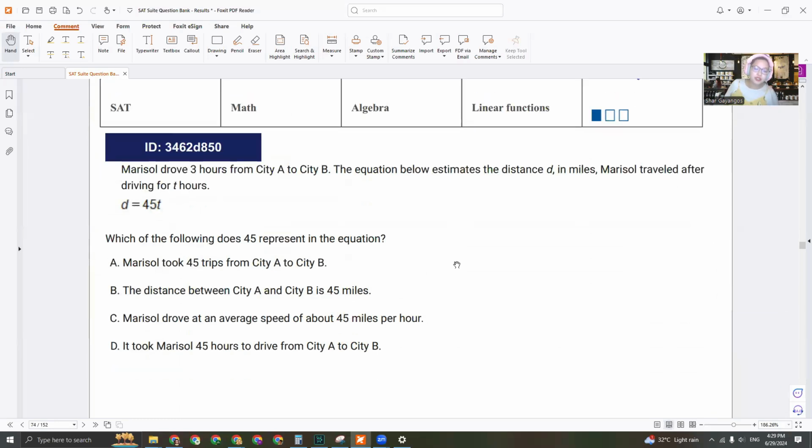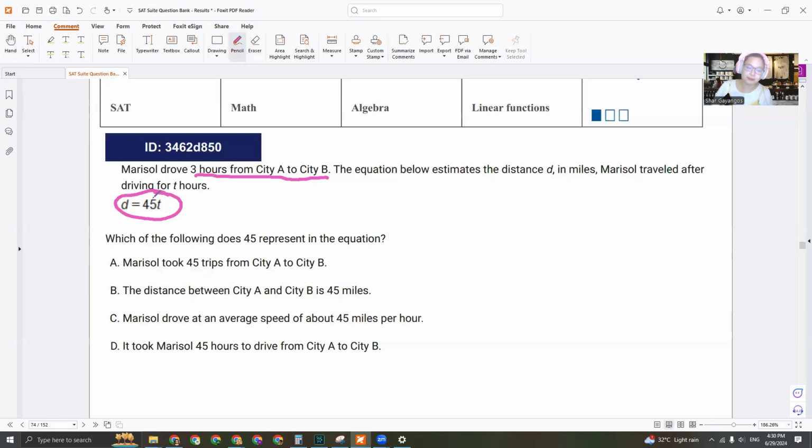So Marisol drove 3 hours from city A to city B. Let me use my pen again. 3 hours from city A to city B. The equation below estimates the distance d in miles Marisol traveled after driving for 3 hours. Right? So again, if you're not sure what to do with problems like this, try to substitute and understand what's going on.